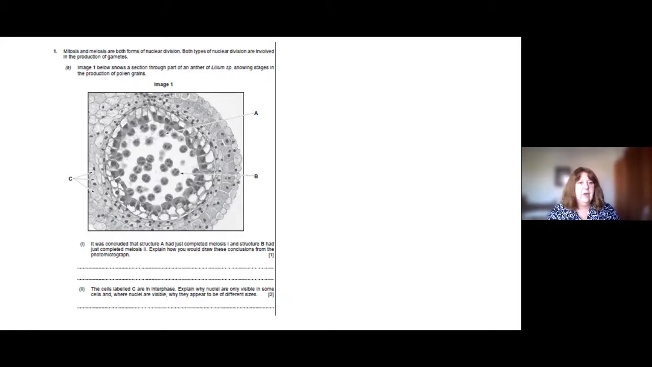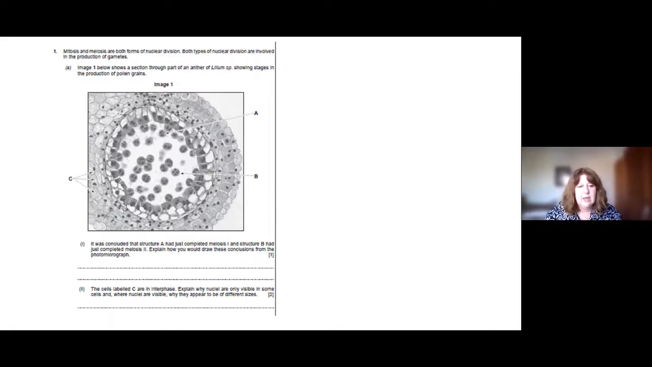So what we've got now is another question. Mitosis and meiosis, it says, are both forms of nuclear division. Both types of nuclear division are involved in the production of gametes. Image 1 below shows a section through part of an anther of Lilium species, showing stages in the production of pollen grains. We can see it's pointing to A, which looks like it has two halves, maybe two parts to that cell. B, it's pointing to a structure that looks like it's got four parts to it, and C is pointed to some cells around that.